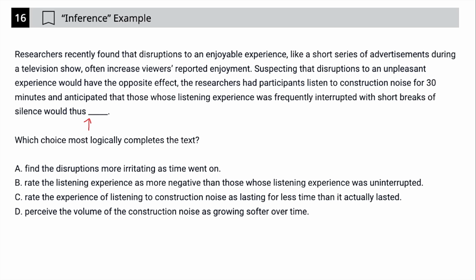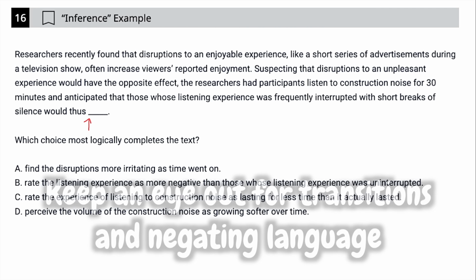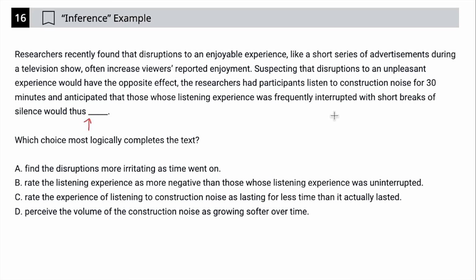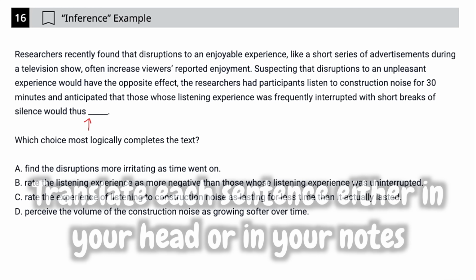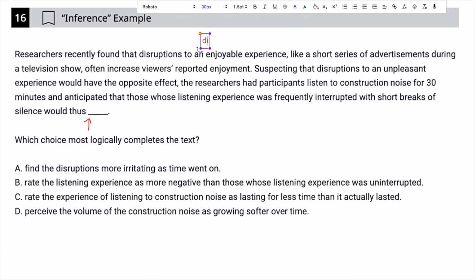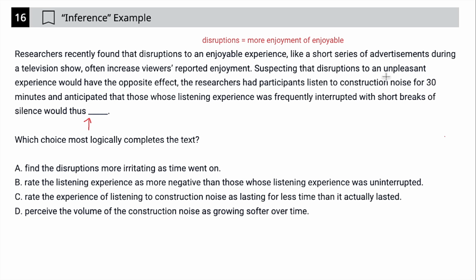And as you analyze, you definitely want to keep an eye out for any sort of negating language or transition words. In this one, we're not really seeing that. So instead, I would try to just break down the text and make sure I understand exactly what's going on. So the first sentence, for example, I would say disruptions equal more enjoyment of enjoyable. And then it says suspecting disruptions to unpleasant experience would have the opposite effect.